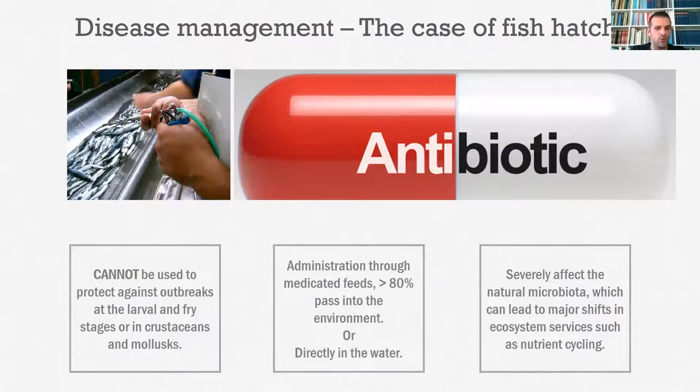The first one has to do with the fact that the administration comes through medicated feeds, and that has some problems because, first of all, sick fish do not eat, which leads to more than 80% of it passing directly into the environment. And another practice that people use in aquaculture setups is to administer antibiotics directly in the water. According to the numbers, we have observed approximately 10 times more consumption per population correction unit in aquaculture compared to terrestrial livestock.